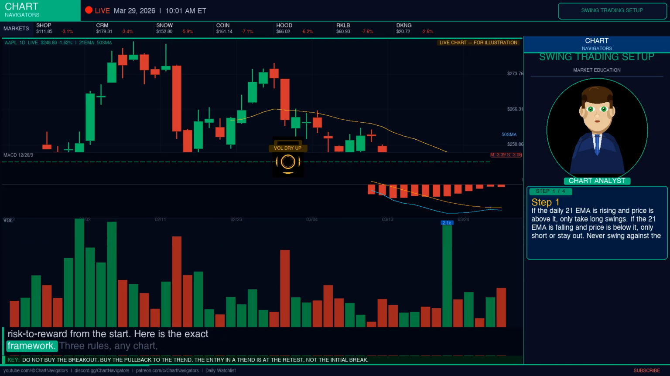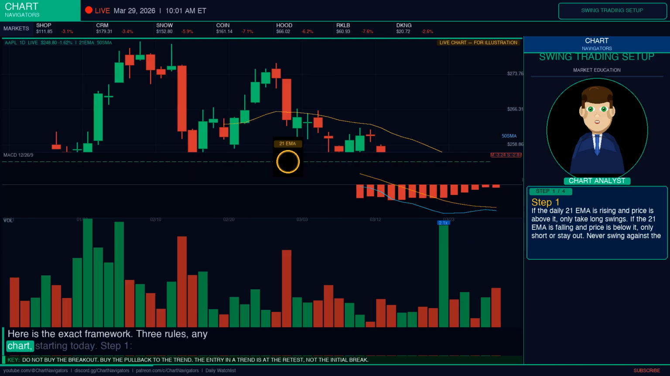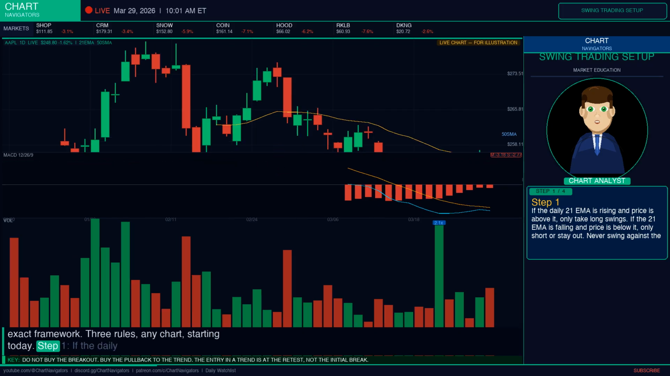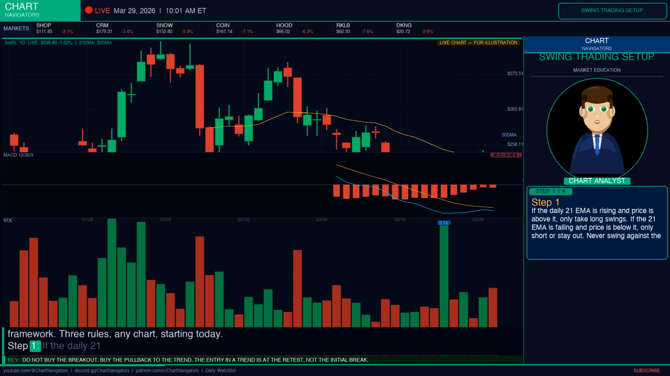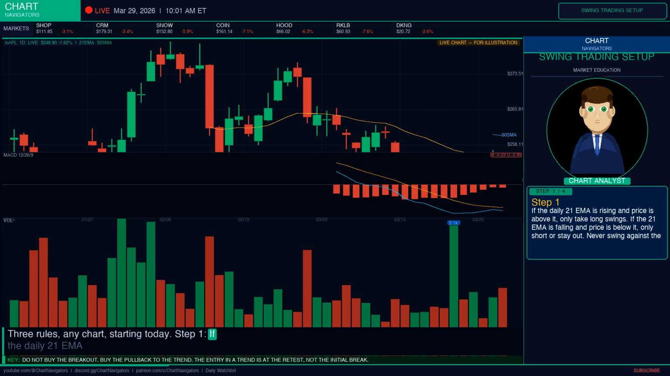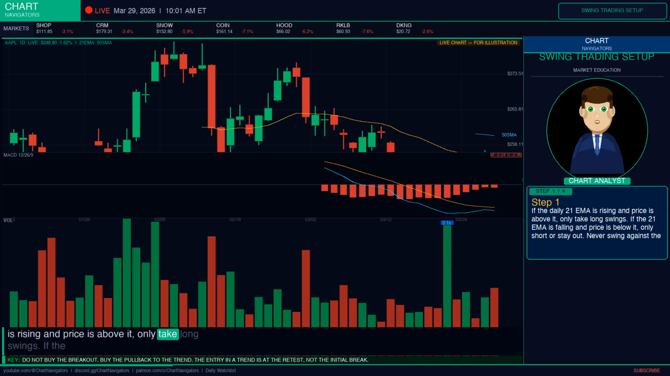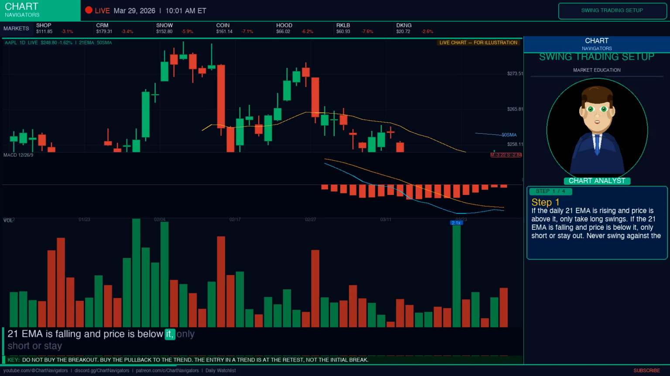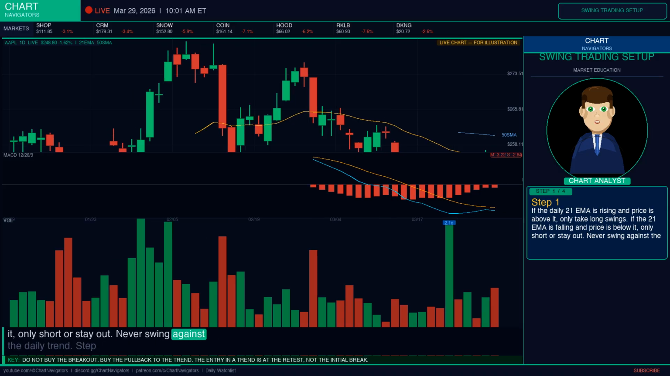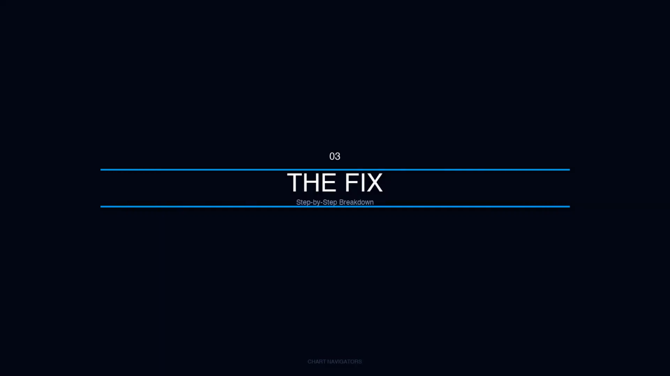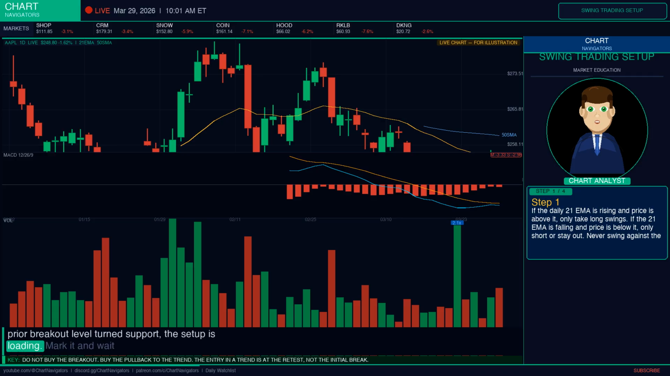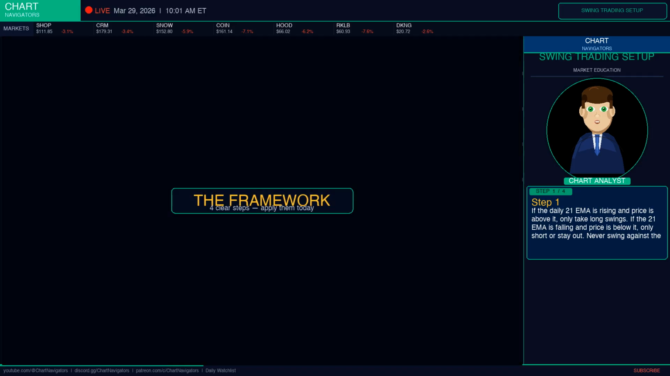Here is the exact framework. 3 rules any chart, starting today. Step 1. If the daily 21 EMA is rising and price is above it, only take long swings. If the 21 EMA is falling and price is below it, only short or stay out. Never swing against the daily trend. Step 2. If price pulls back to the 21 EMA, the 50 SMA, or a prior breakout level turned support, the setup is loading. Mark it and wait for confirmation.